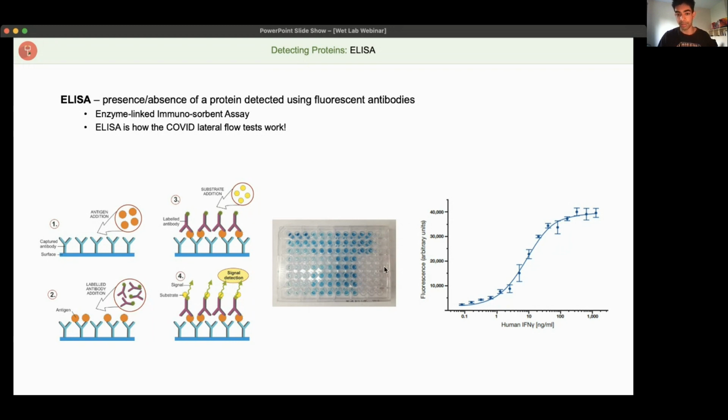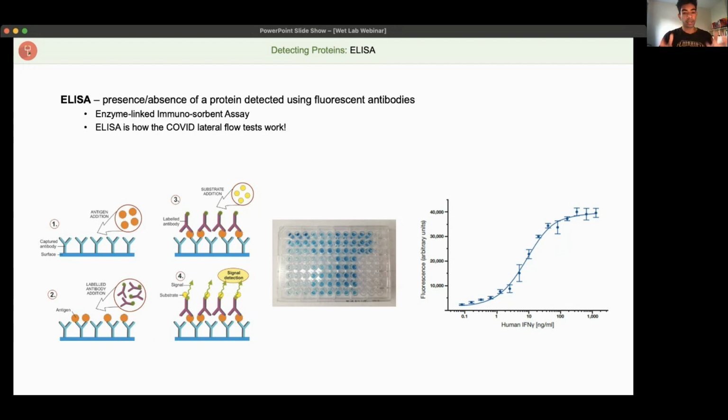So you can see in that little plate in the middle, the more of your protein that's present, the more antibodies will bind, so the more signal you'll get. And you can get a nice little curve telling you how much protein was in the sample. And that's actually how COVID lateral flow tests work. They have sort of tethered antibodies on the chip, which then detect your COVID particles.